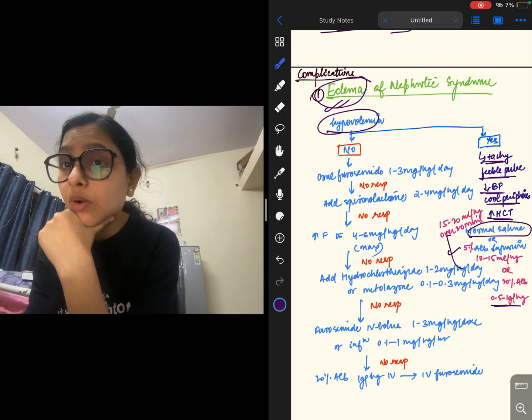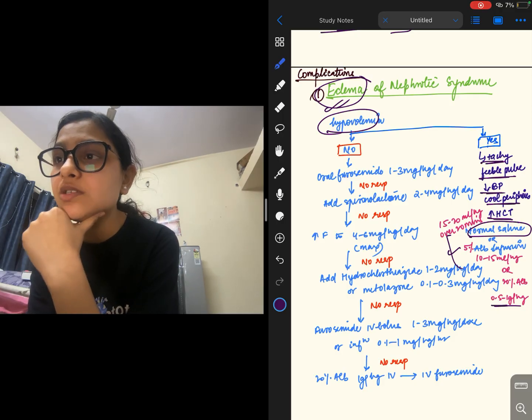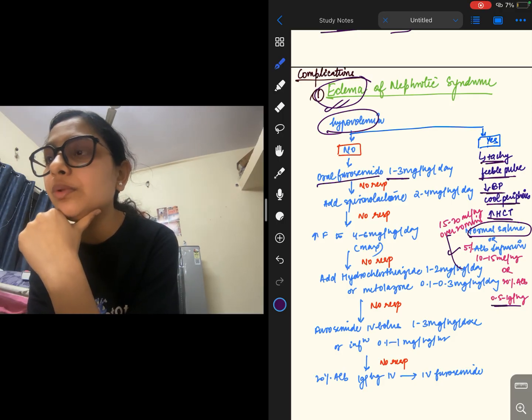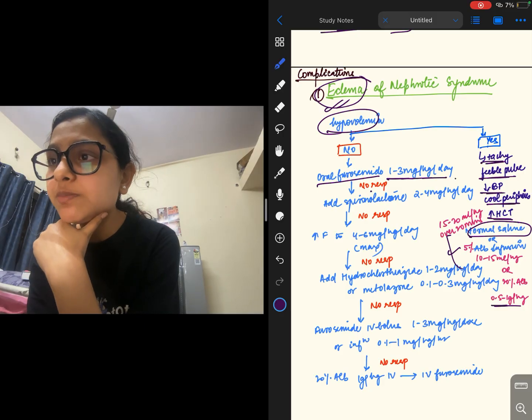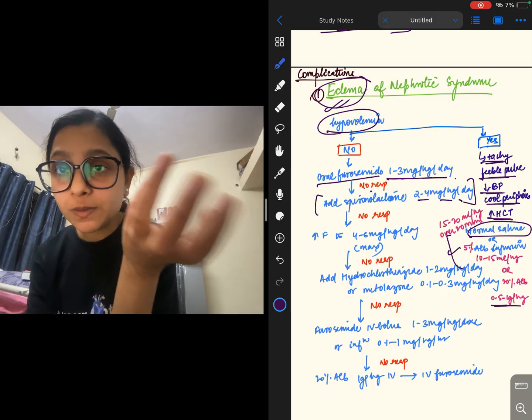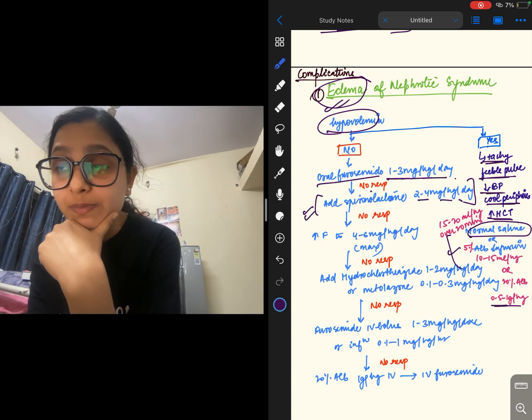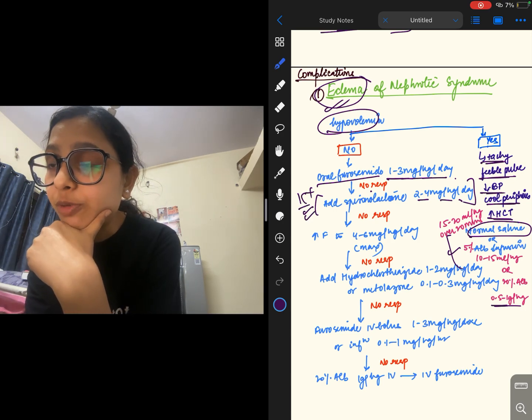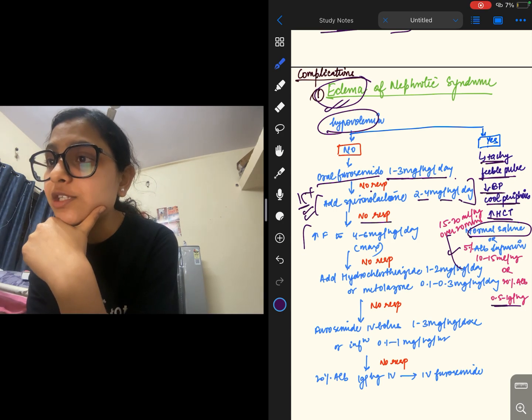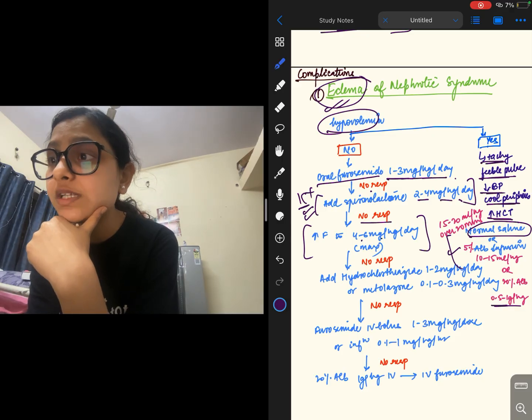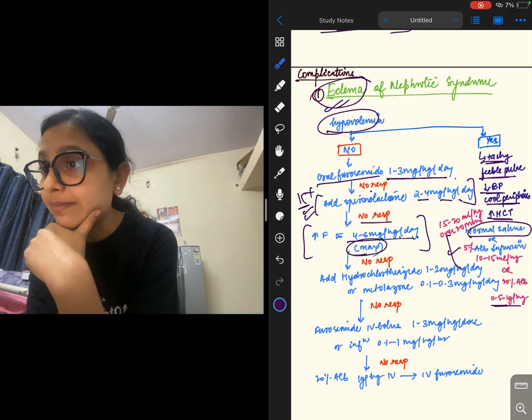This is done so that the intravascular volume rises. If hypovolemia is not there and edema is still not subsiding, first of all give oral furosemide at 1 to 3 mg per kg per day. If no response, add spironolactone at 2 to 4 mg per kg per day. It will also prevent hypokalemia because it is a potassium sparing diuretic. If no response, increase the furosemide dose to 4 to 6 mg per kg per day. That is the max dose.